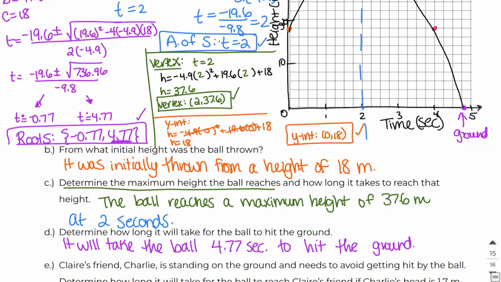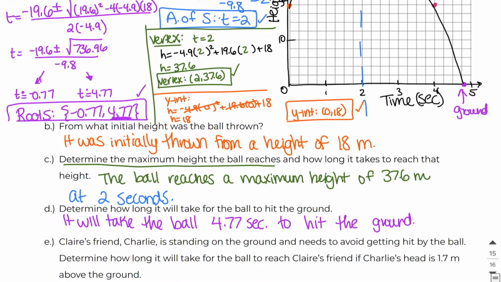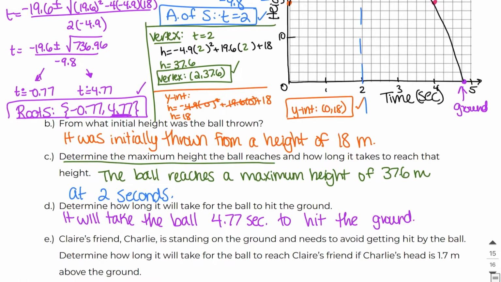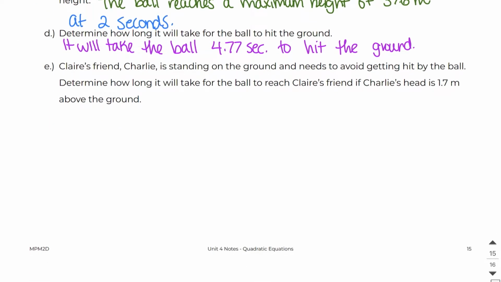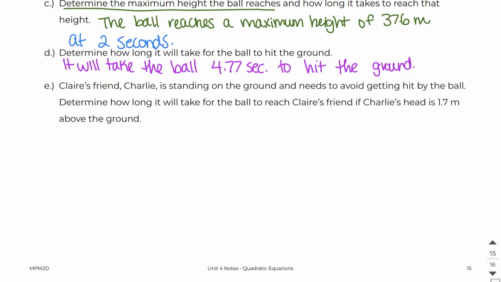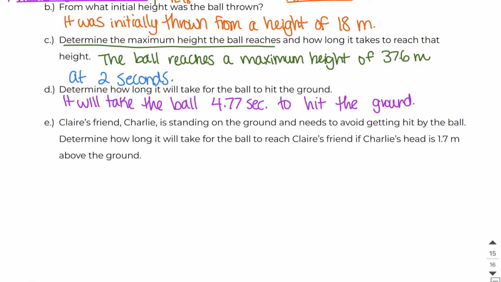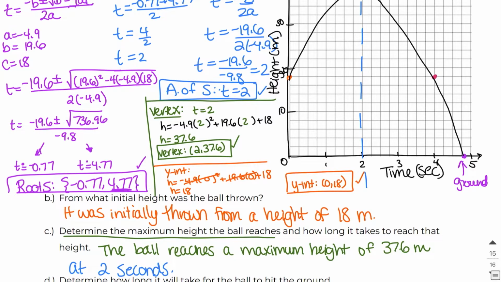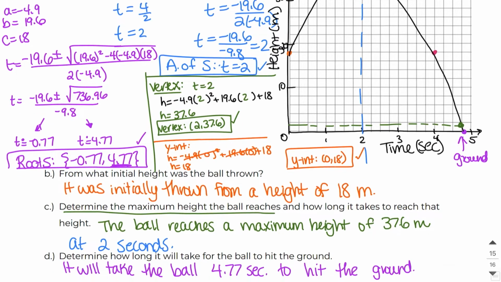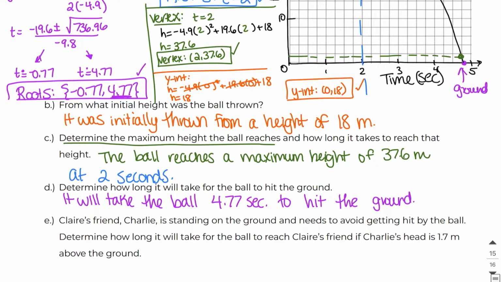And then lastly, it says Claire's friend, Charlie, is standing on the ground and needs to avoid getting hit by the ball. Determine how long it will take for the ball to reach Claire's friend if Charlie's head is 1.7 meters above the ground. So we want to know, when will this ball reach a height of about 1.7 meters above the ground? We know that it should be close to 4.77 seconds, but we have to actually figure this out.